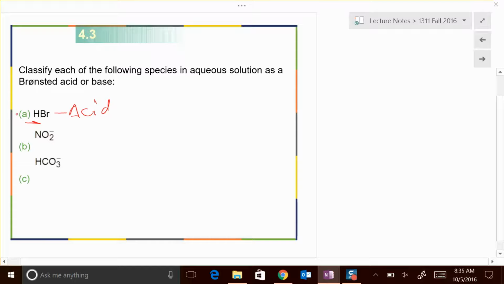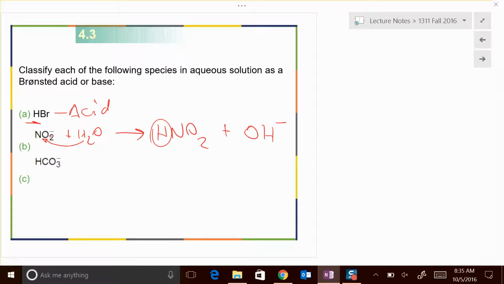Okay, NO2 minus. Good. So it's going to react with water. It's going to pick up a hydrogen and become HNO2 plus OH minus. So it is a base. It picked up that hydrogen, and you're left with OH minus. So it is a base because it accepted the proton.